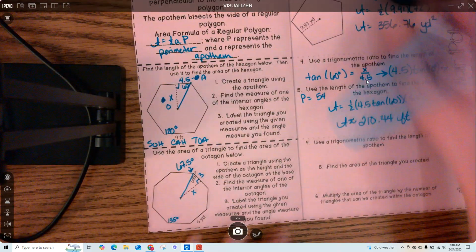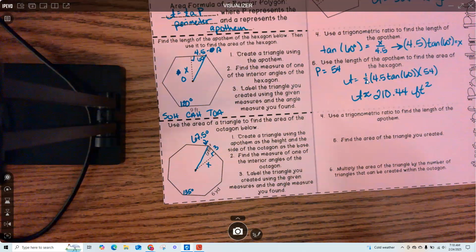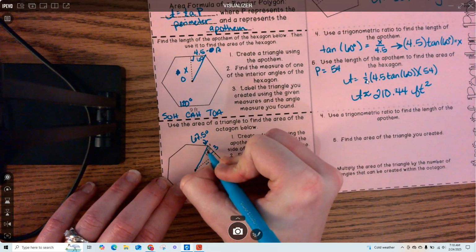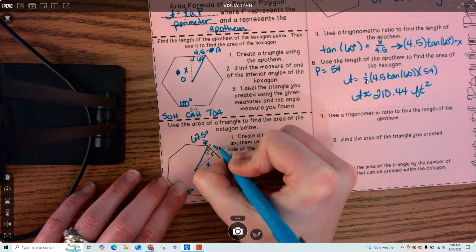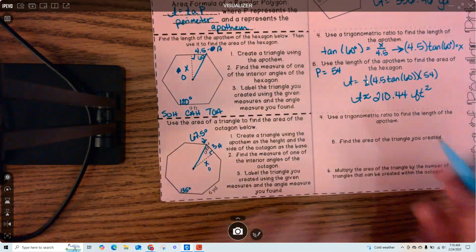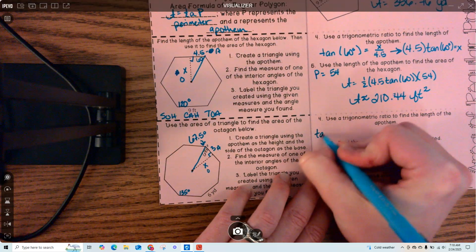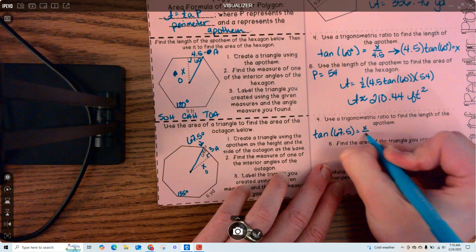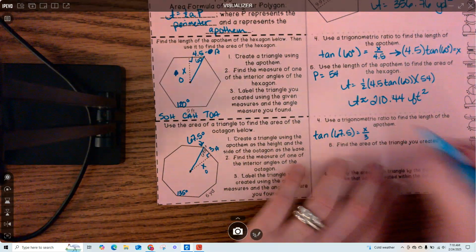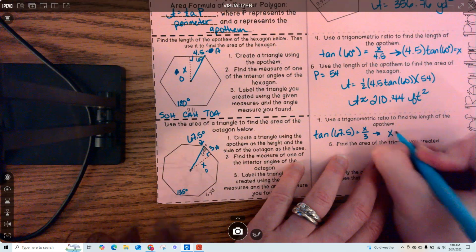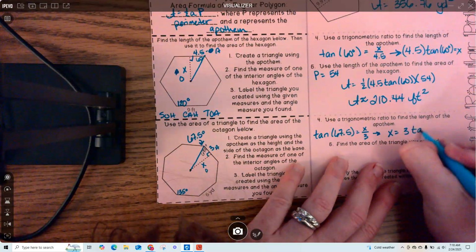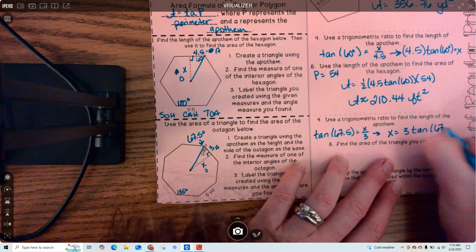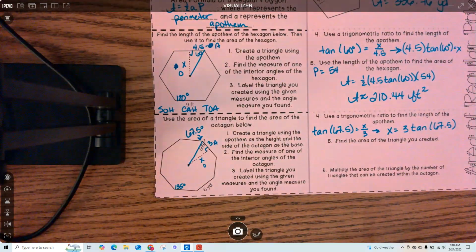Okay, so to find the length of the apothem, here's our angle. So this is the opposite side, this is the adjacent side. We're using that tangent ratio again. So tangent of 67.5 equals opposite over adjacent. And then again, we are going to rearrange this. We're just going to multiply both sides by 3. So we're going to have 3 times tangent of 67.5. And then we can find the area of the triangle.